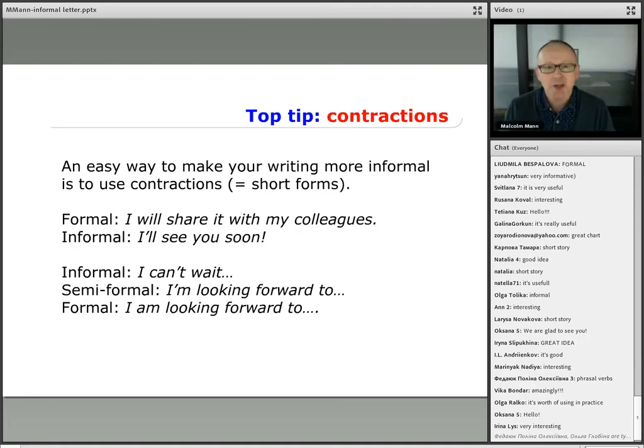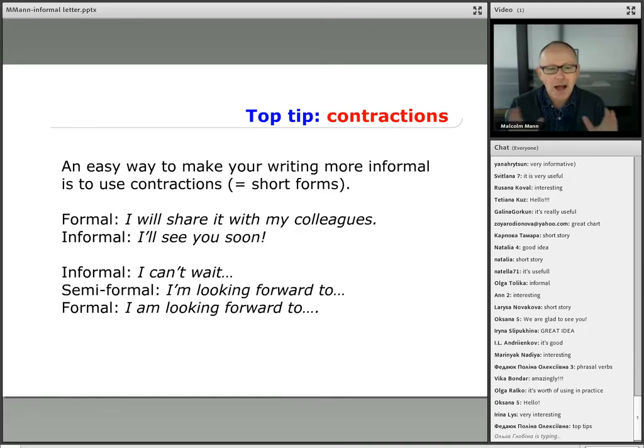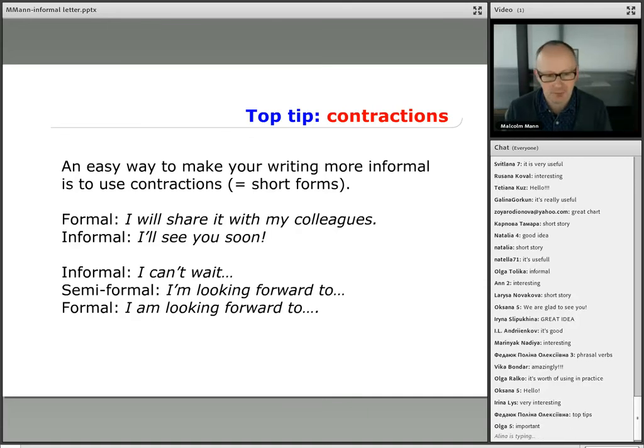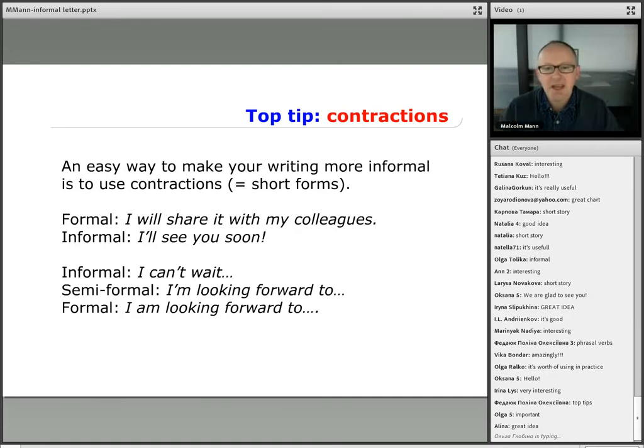So contractions, short forms. An easy way to make your writing more informal is to use contractions, short forms. If you're writing an informal letter, you should use them. If you're writing formal English, you shouldn't use them. I know language is not as strict as it used to be, but it's an easy way of showing formality.